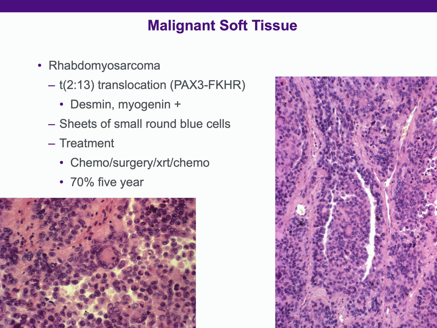So rhabdomyosarcoma has a characteristic t(2;13) translocation. That's a cytogenetic translocation that can be marked and helps in differentiating it from other tumors. They stain for muscle markers, so desmin and myogenin. The treatment I've mentioned now a few times: chemotherapy is part of it in these kids. They have good 5-year survivals because of the use of chemo.